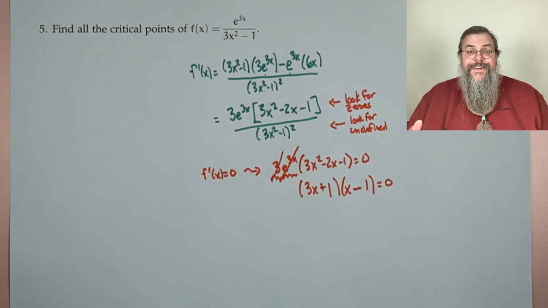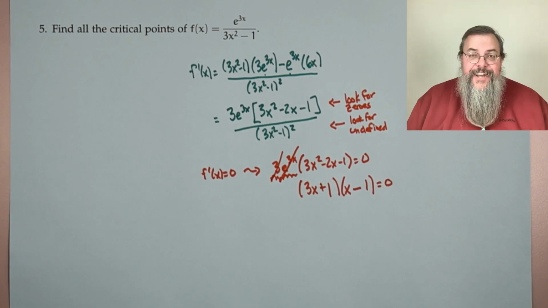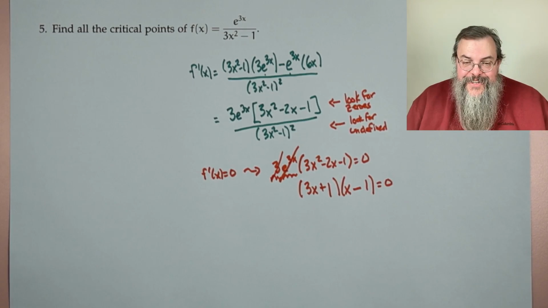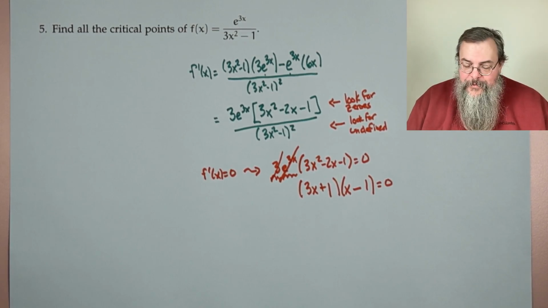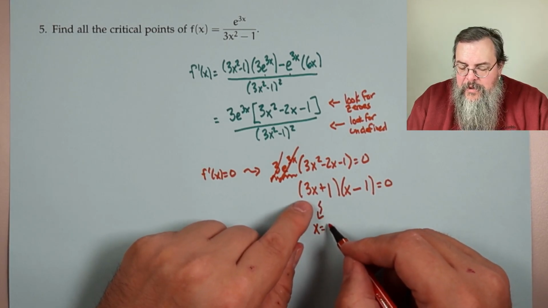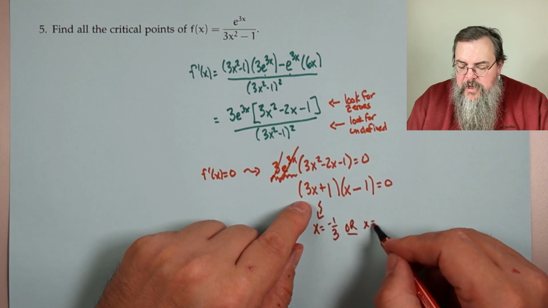Yeah, that worked! They care about us. They like us. They want us to get the right answers, right? Of course they do. Now, that tells us what? Well, this tells us x equals minus 1/3 or x equals 1.